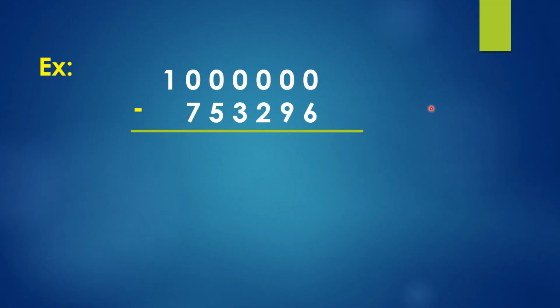But now you see, we follow the sutra. How much should be added to 7 to get 9? 2. How much should be added to 5 to get 9? Nikhilam Navataha. 4. Again, how much should be added to 3 to get 9? 6. Nikhilam Navataha. How much should be added to 2 to get 9? 7. How much should be added to 9 to get 9? 0.